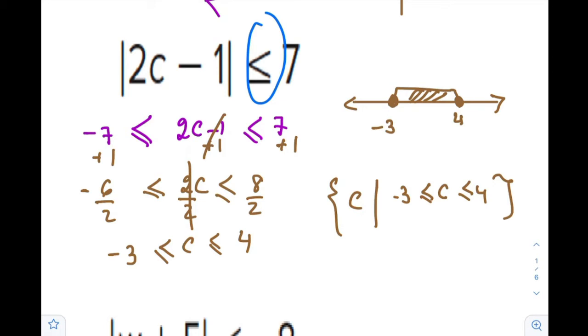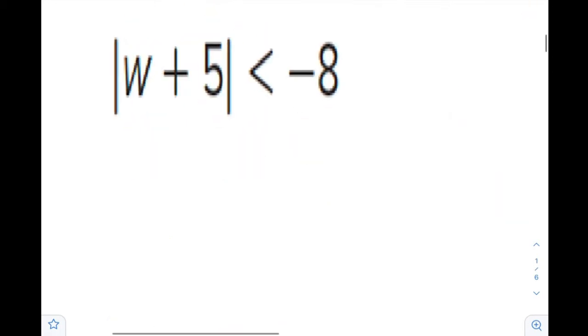Okay, let's do this one. Now, I can do it with two "and" inequalities and solve it, but do you think I have to do that? As you see here, absolute value is less than a negative number.